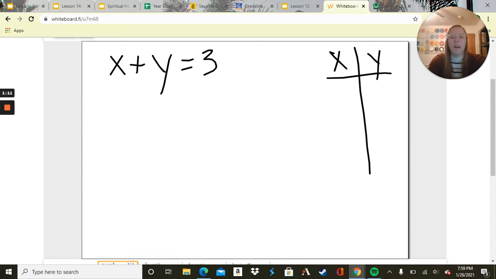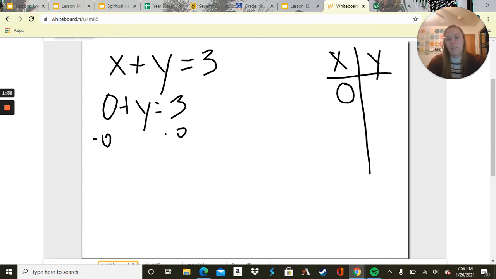So here we have x plus y equals 3. The easiest one to always start with is going to be 0. So we're going to plug in 0 for x. So we get 0 plus y equals 3. Subtract 0, y equals 3.